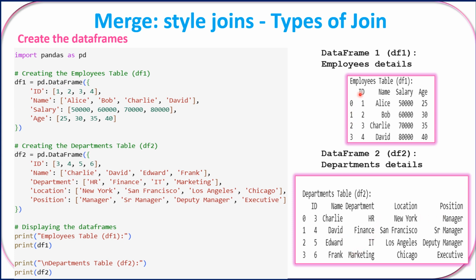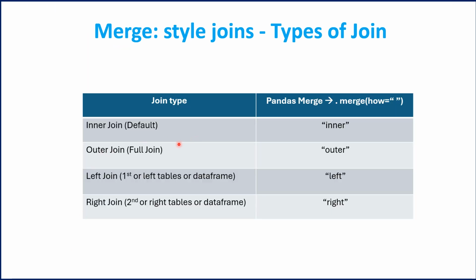Now here the ID and the name are common in places. It is like ID 3 and 4 will have the names Charlie and David, which is the same for both data sets, and the remaining are entirely different. So first we'll have these two data sets. With this we'll try to understand how the different types of joins work. As I mentioned, if you don't specifically tell what to be done, the default will be inner join, and for the remaining we'll give it as inner, outer, left and right.